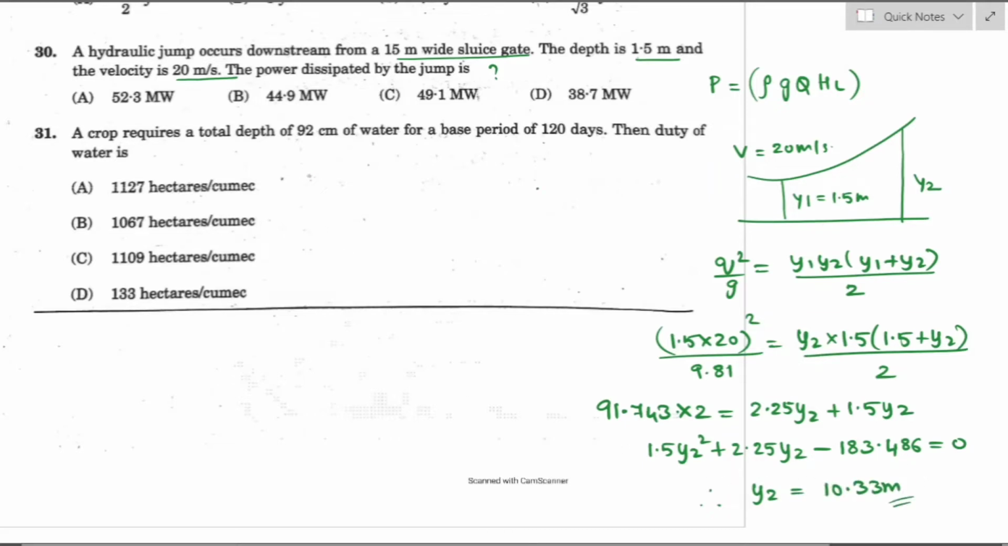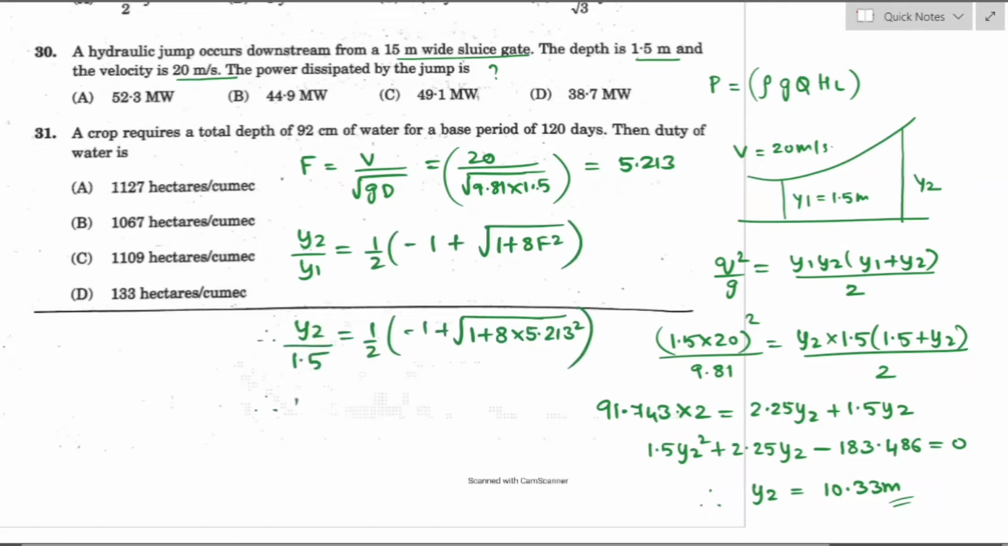This post-jump depth can also be determined using the Froude relation, which is given by the ratio of velocity divided by gravitational force. The Froude number will be 5.213. Using this Froude number, the post-jump depth will be calculated by using this formula. On solving this, the post-jump depth will be 10.33 meter. So now we have calculated the post-jump depth.